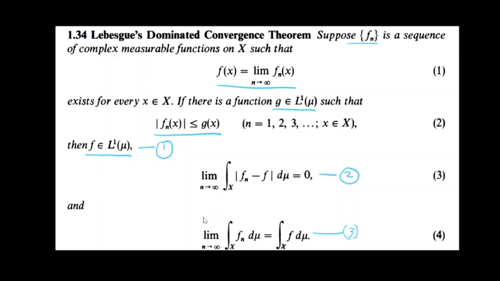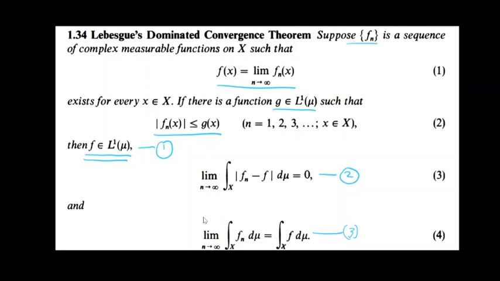So this proof is very simple. That f belongs to L1(mu) is very trivial. Why? Because we know that f_n is a sequence of complex measurable functions. Each f_n is a complex measurable function, then their limit is also measurable.